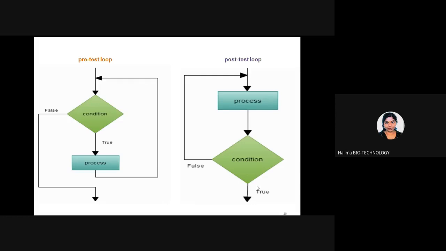Post-test loop means, say if the condition is false, it will go back to the loop and then your process is executed. First itself the process will be executed, then it will come here. If the condition is false, go back to the process. So this kind of loop is called post-test. This is just for your information.